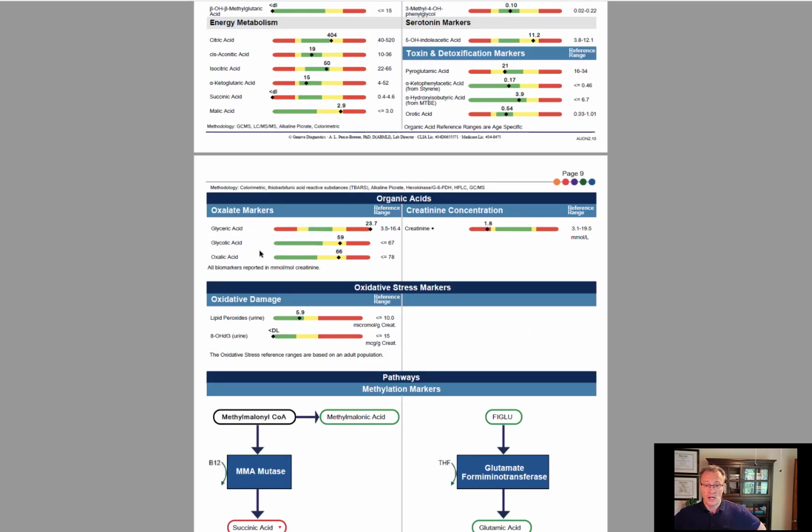Also, these tests allow us to look at the oxalate markers. There are a lot of patients with oxalate kidney stones. Certainly, it's a very unpleasant condition. So we want to make sure that they have appropriate biochemistry, or based on that, we can recommend a decreased oxalate or oxalate-free diet, depending on the values.